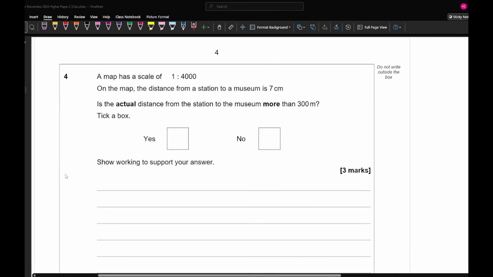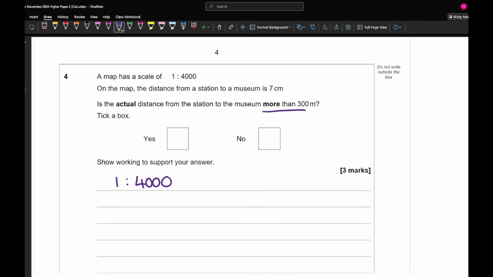For question 4, it says a map has a scale of 1 to 4000. On a map, the distance from a station to a museum is 7 centimeters. And the question is asking us, is the actual distance from the station to the museum more than 300 meters? And we need to tick whether it's yes or no. So if we look at the original scale, it's 1 to 4000. Now that is 1 centimeter equals 4000 in real life.